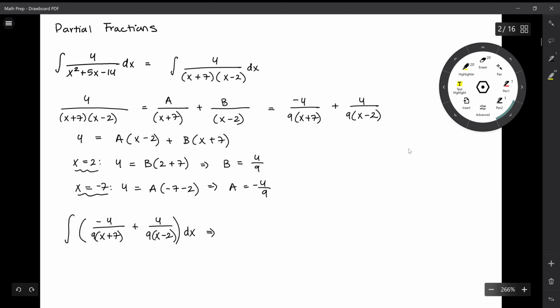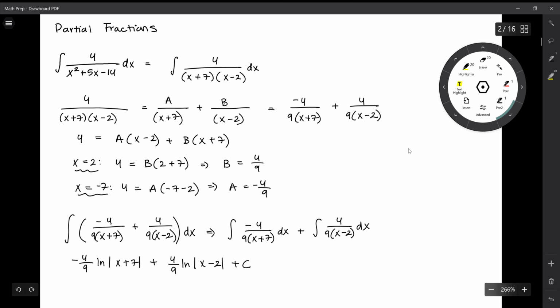If we split this up into the integral of negative 4 over 9 times x plus 7 with respect to x, plus the integral of 4 over 9 times x minus 2 with respect to x, we can solve for this. So we'll have negative 4/9 ln of absolute value x plus 7, plus 4/9 ln absolute value x minus 2, and then plus C. And this would be our answer.